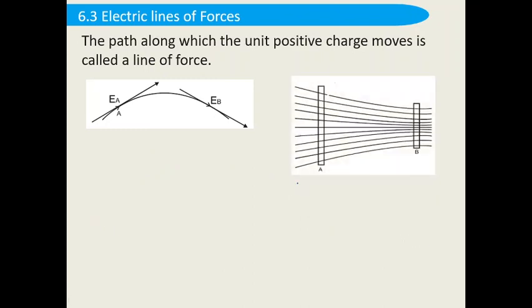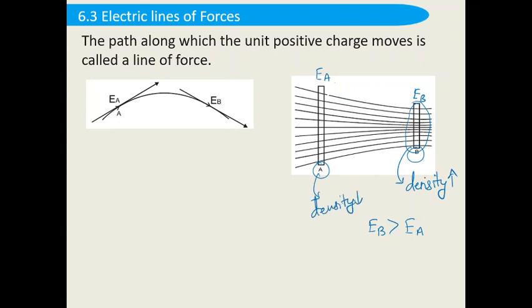This is the electric lines of forces at position A and this position is B. See, the electric lines of forces at position A and at position B are both different. Okay, so we can say the electric field at position B is greater compared to the electric field at position A. So the strength of electric field at position B is greater than at position A. Why? Because electric lines of forces are very near to each other here. So here we can say density is high. And here at position A, the density is low.